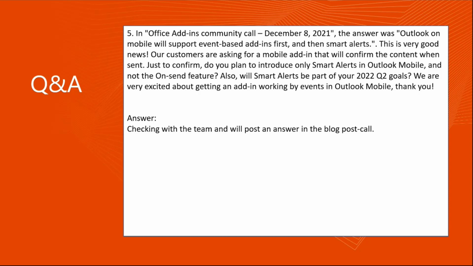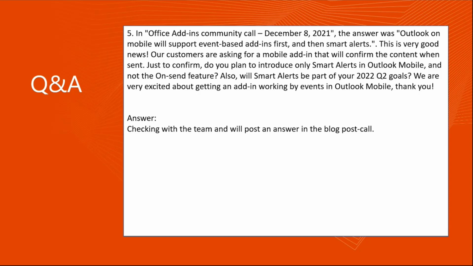So the answer is that Outlook on mobile is supported for event-based add-ins first, and then smart alerts later. The question: This is very good news. Our customers are asking for a mobile add-in that will confirm the content when sent. Just to confirm, do you plan to introduce only smart alerts in Outlook mobile and not the on-send feature? Also, will smart alerts be part of your 2022 Q2 goals? We're very excited about getting that working by events in Outlook mobile. Thank you. So yeah, thanks for that question.